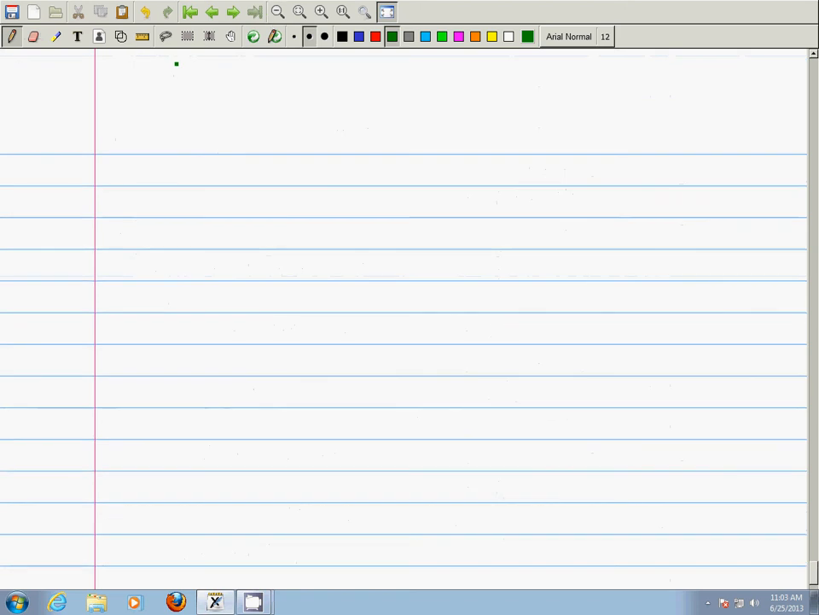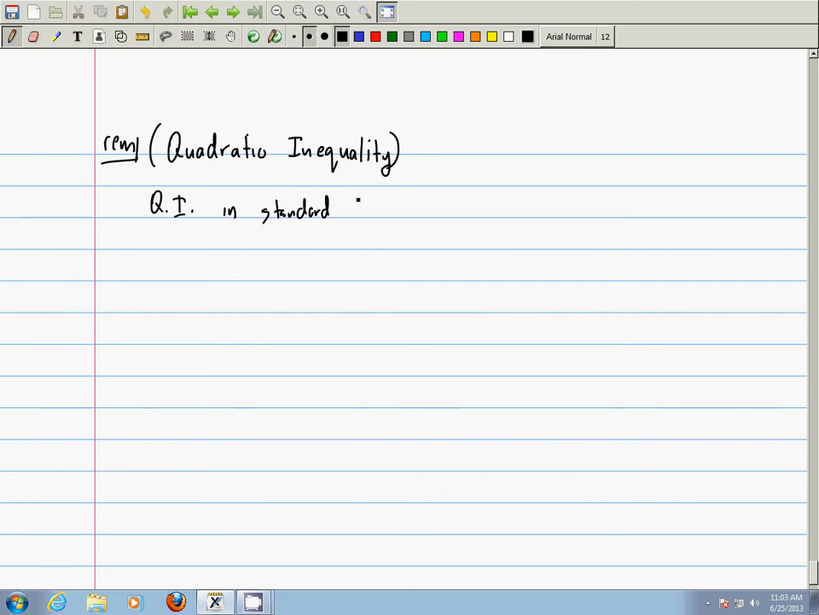Okay, now we're going to deal with something entertaining. Okay, this is going to be called a quadratic inequality. So, the following is a quadratic inequality in standard form. ax squared plus bx plus c is greater than 0.